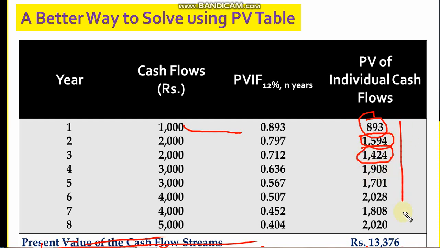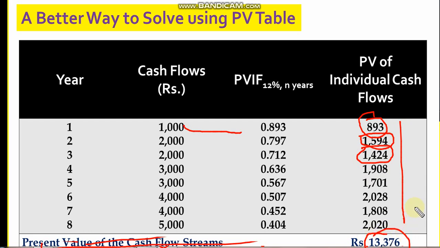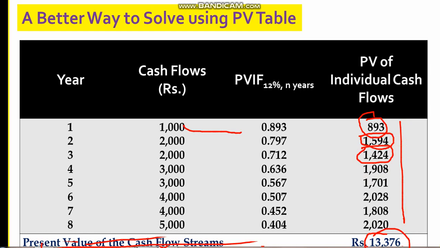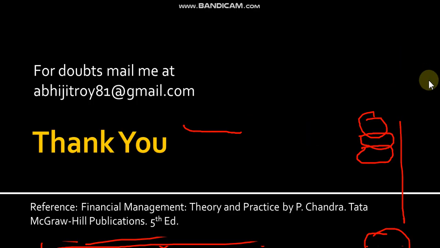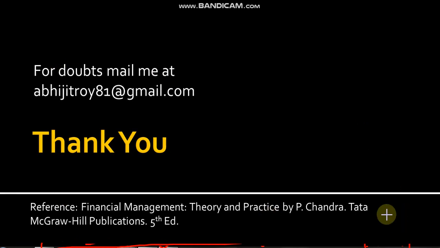These are all the present values, and when I sum up, I get the same result, 13,376, right? I get the same result. Okay, so this is what we actually do in the case of multiple cash flows, and ideally it should be done using a table, right?